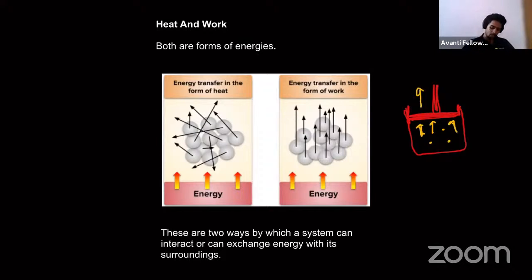Clear? Now in case of heat, what happens due to random collisions? The internal energy of the molecules is increasing, but no work is done by the system here. Now, whenever we are giving energy to the system, heat is absorbed by the system, and then work is done by pushing the piston due to the collisions in one direction. These are the two ways by which a system can exchange energy with its surroundings.